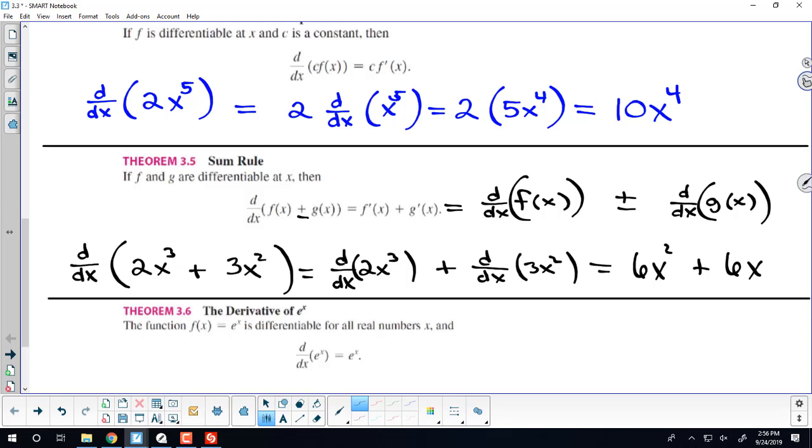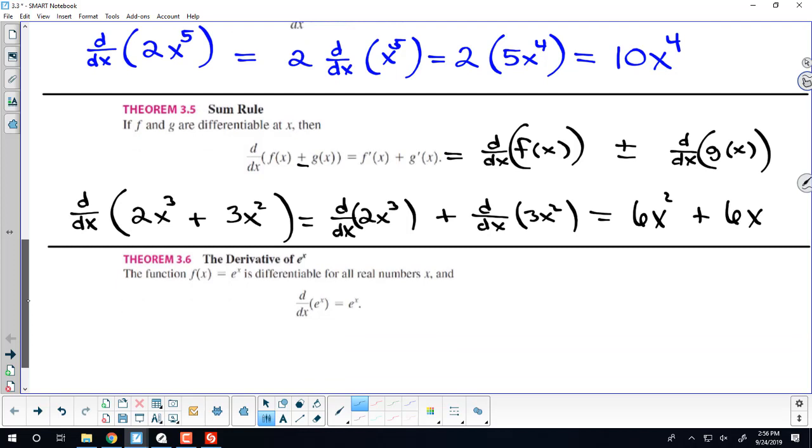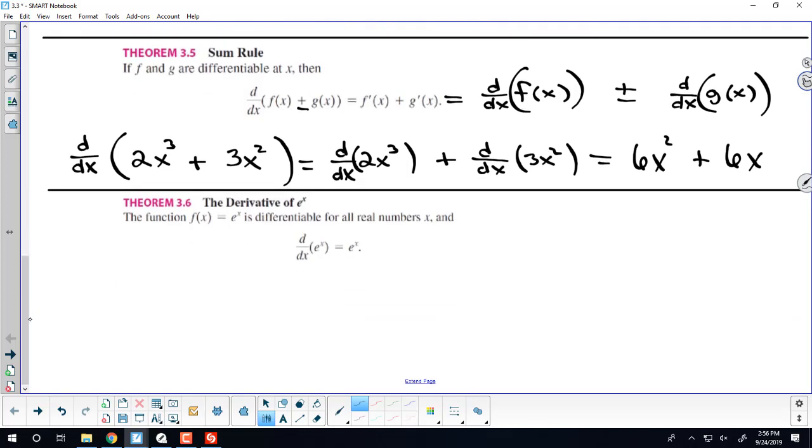I think the last rule for now in this section is the derivative of e to the x is e to the x. So it's the only function whose derivative is itself. So we've got a few rules here. Next section we get more. The next section we'll get another one. The next section another one, and so forth.